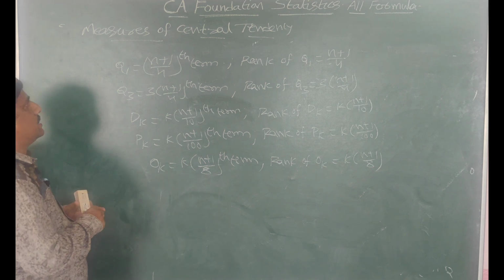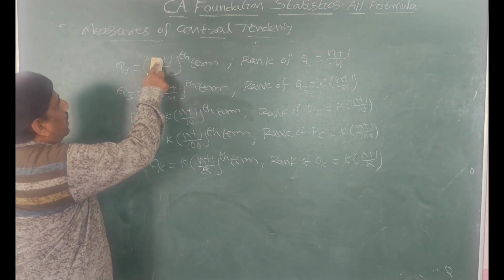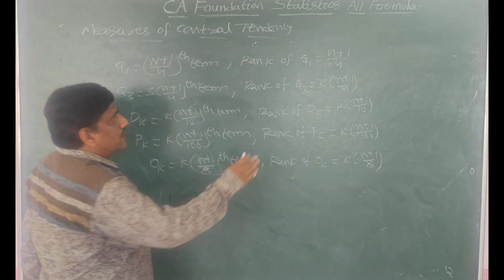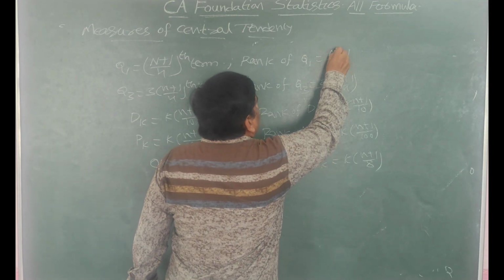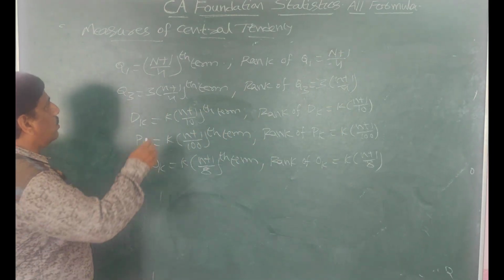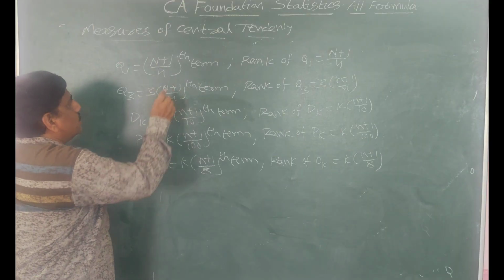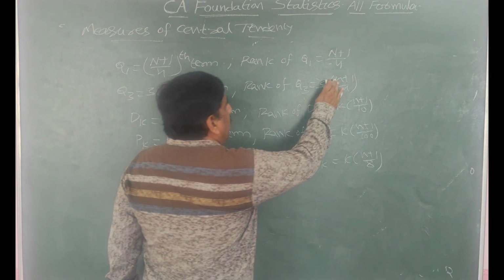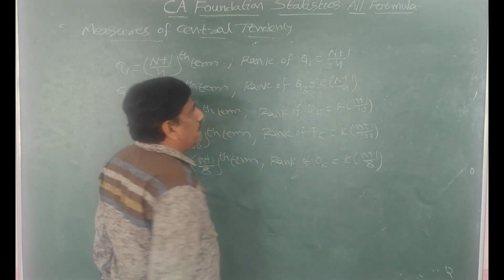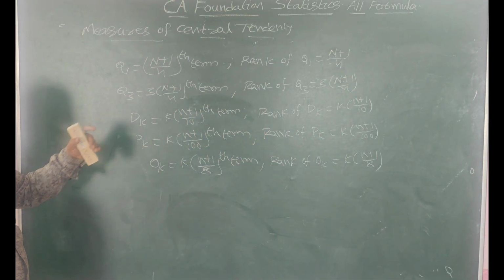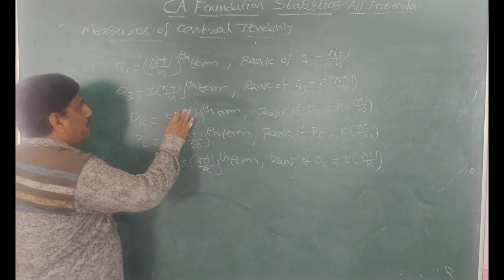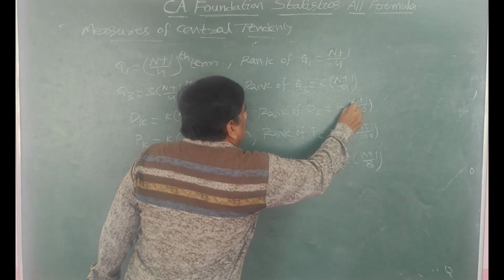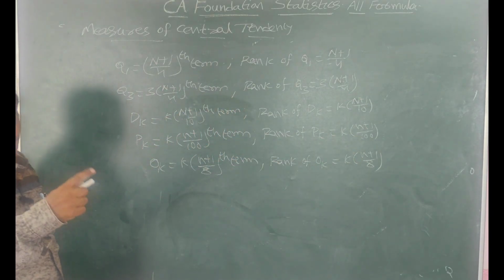Coming to discrete series, what will be the Q1 formula? First quartile, capital N plus 1 by 4th term, and if it is rank, capital N plus 1 by 4 is the rank. And third quartile, Q3, in the case of discrete series, 3 into (N plus 1) by 4th term, and if it is rank, again just 3 into (N plus 1) by 4. Kth decile is k into (N plus 1) by 10th term, and if it is rank, k into (N plus 1) by 10, where k is 1 to 9.